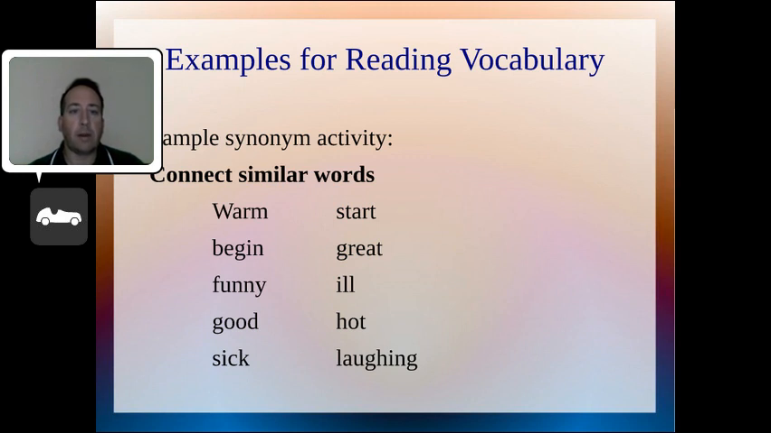So here on the left column, I put 5 words, and then on the right column, I also have 5 words. The students' main objective would be to identify which words would correlate with one another. So all they would have to do is make a line connecting each word that has similar meaning. So warm to hot, begin and start, funny and laughing, good and great, and sick and ill.